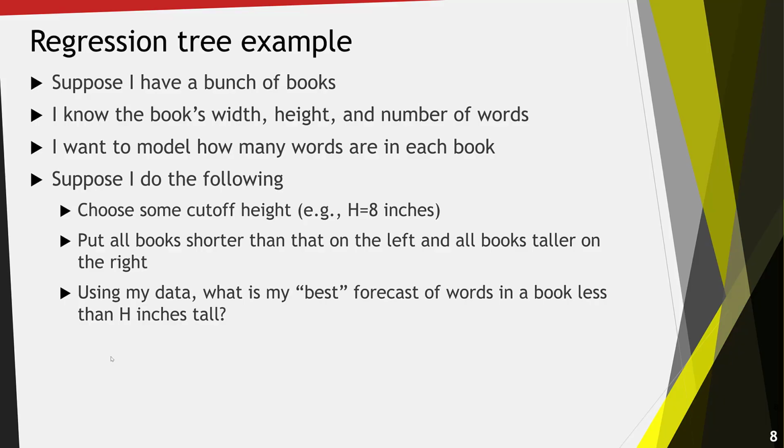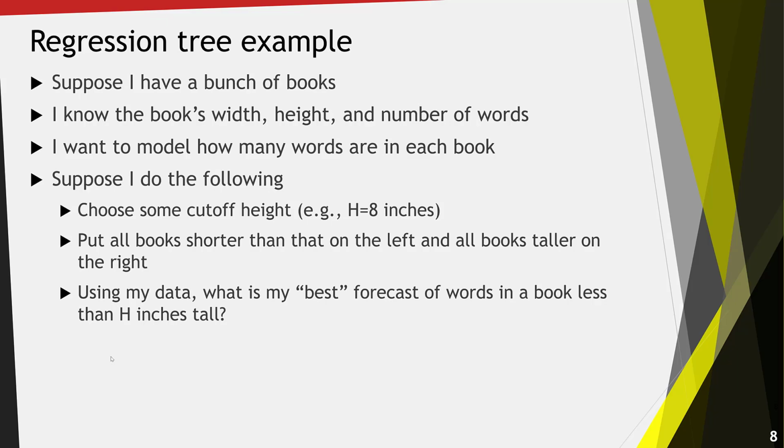So suppose I have a bunch of books. I know each book's width, height, and number of words. I'd like to construct a model to tell me how many words are in each book. So suppose I do the following. I just choose some cutoff height for the books. Let's say 8 inches. I put all the books that are shorter than that on the left and all the books that are taller on the right.